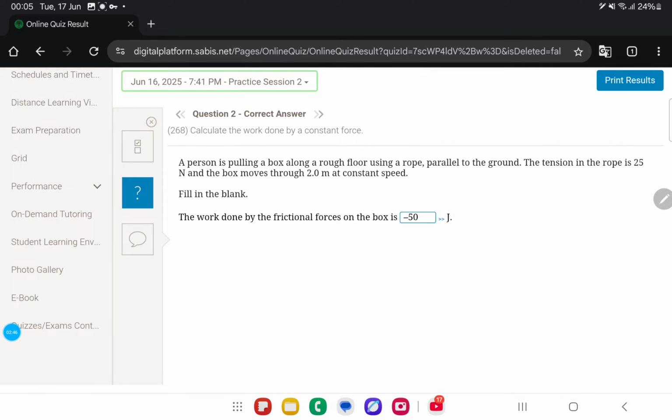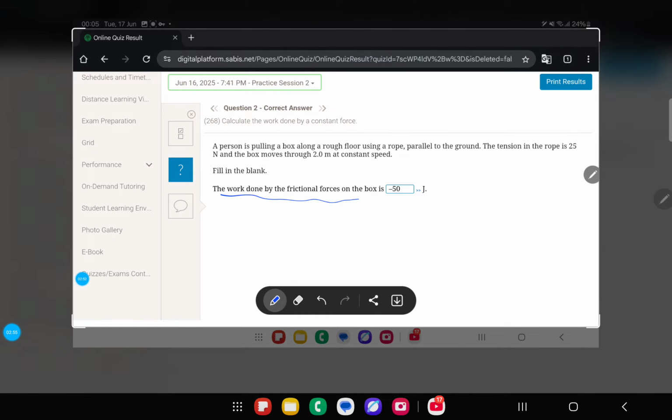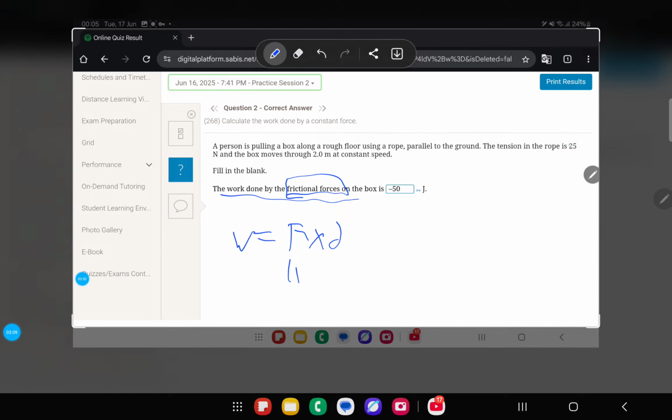Now that's it for question 1. Let's go for question 2. A person is pushing a box along a rough floor. Okay. Here they're asking for the work done by the frictional forces. So that means the forces that oppose the work. And work, what's the rule for work? Force times distance, right? We have force as 25 newtons times distance as 2.